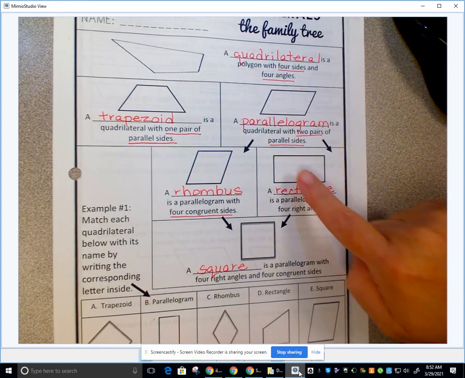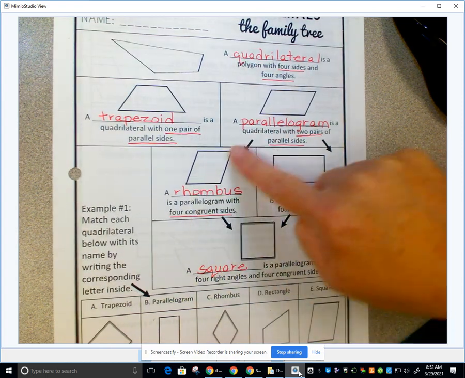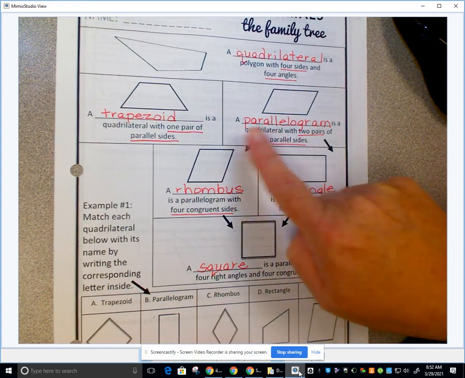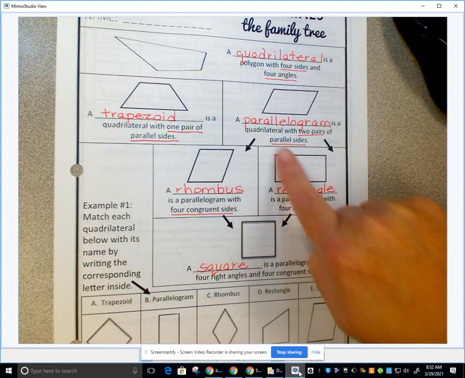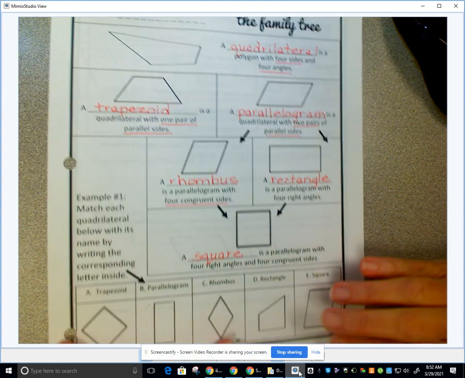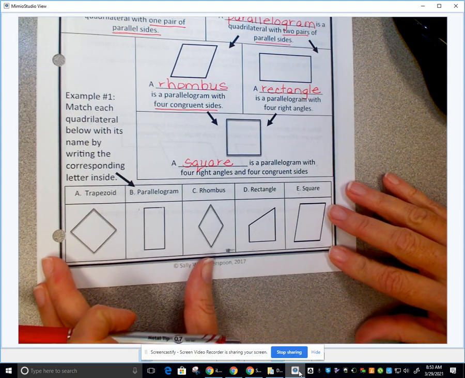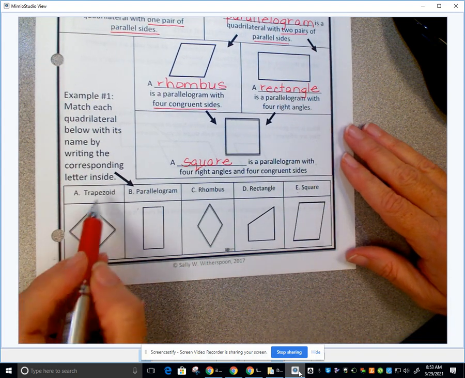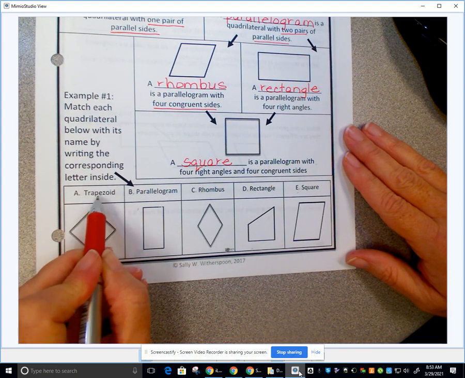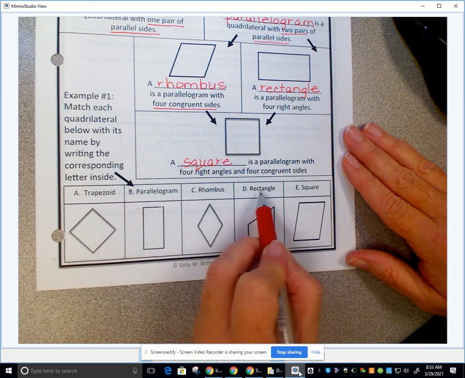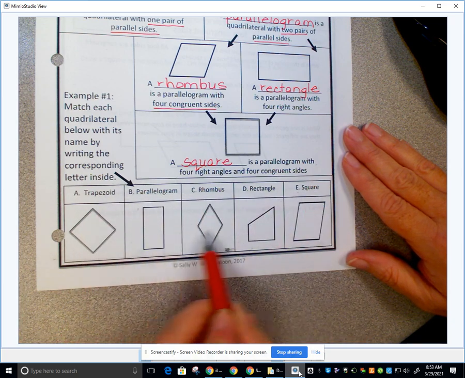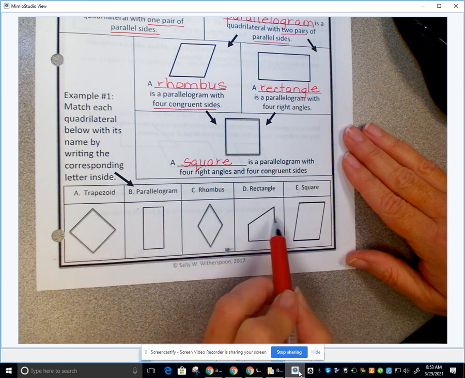Now, once again, we're going to be continuing this lesson even after today. So this vocabulary will still be around a while, so don't get discouraged with it. All right, down at the bottom, we've got our word bank. We've got trapezoid, parallelogram, rhombus, rectangle, and square. We've got to label all of these.